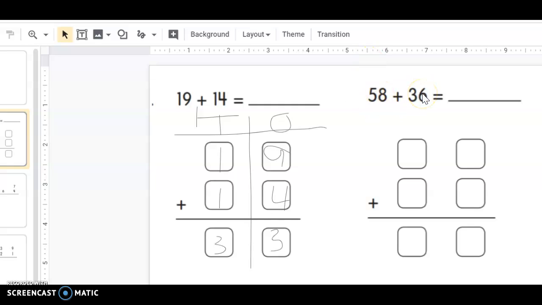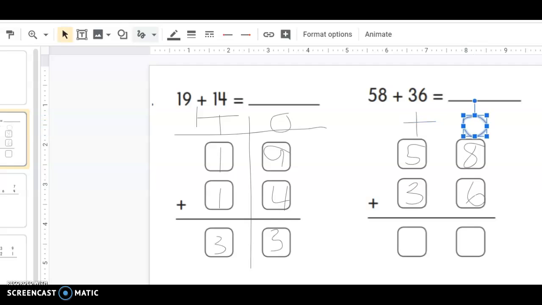58 plus 36. The first thing I need to do is line up my problem. I'm going to write 58 and then 36. Okay, next, after I wrote 58 and 36, what do I need to make sure I have so I don't get mixed up with my tens and ones column? I need to write that T-O. There's my T. There's my O. Tens and ones.